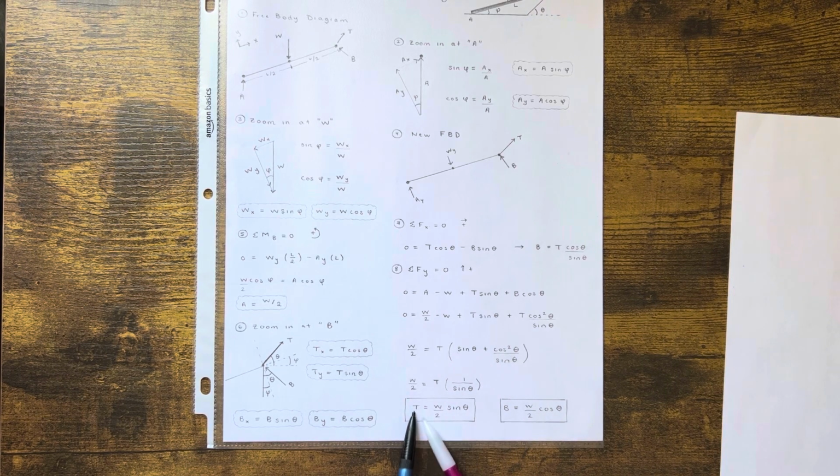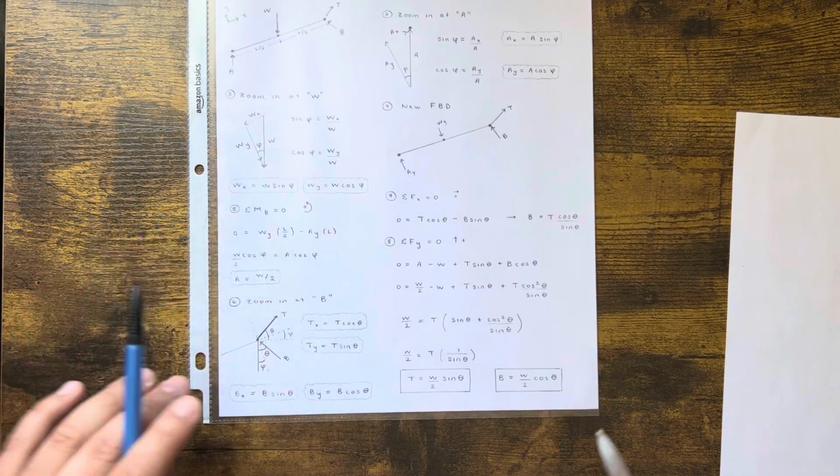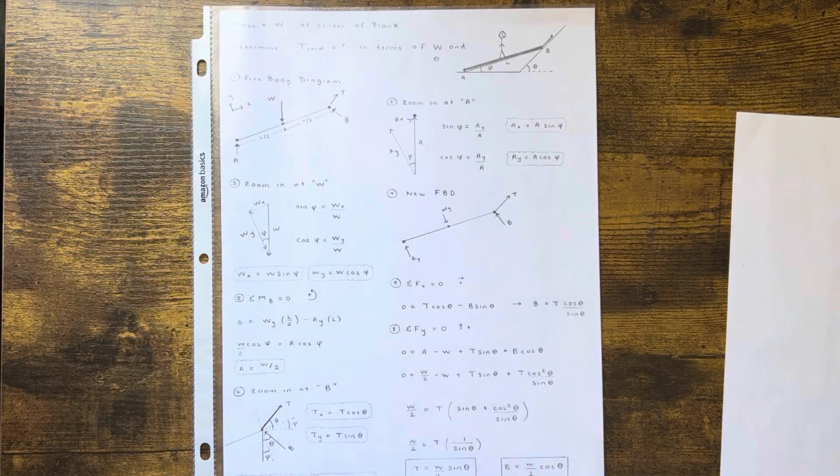So just like that, I was able to find T, right? Just move sine theta this way. T is equal to W over 2 sine theta. Well, now plug in this T over here, and I'm able to find B. And there you go. Easy money. You found your magnitude of B, T. They weren't asking for B, but if you wanted to find it, go ahead, right? But that is how you do this problem.